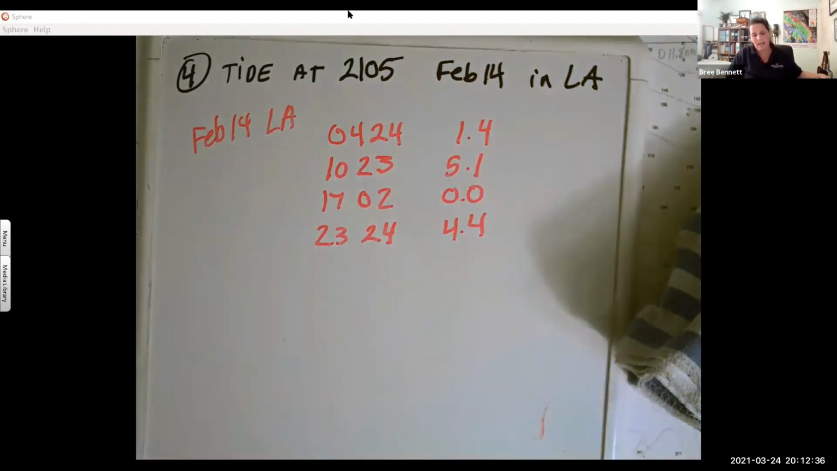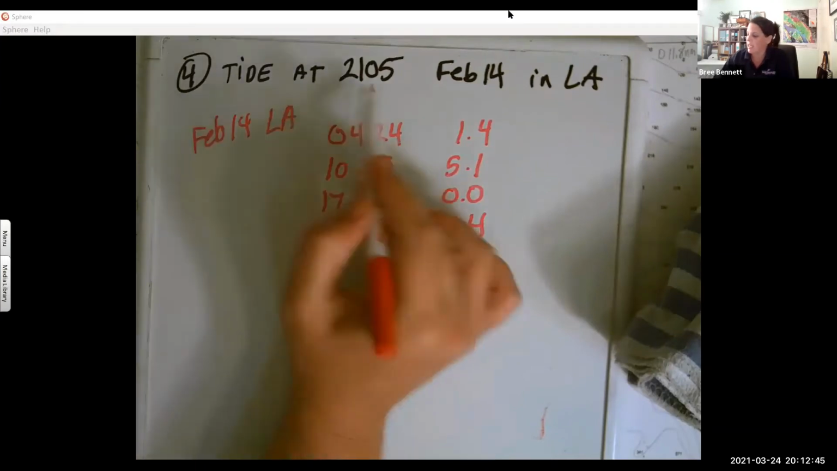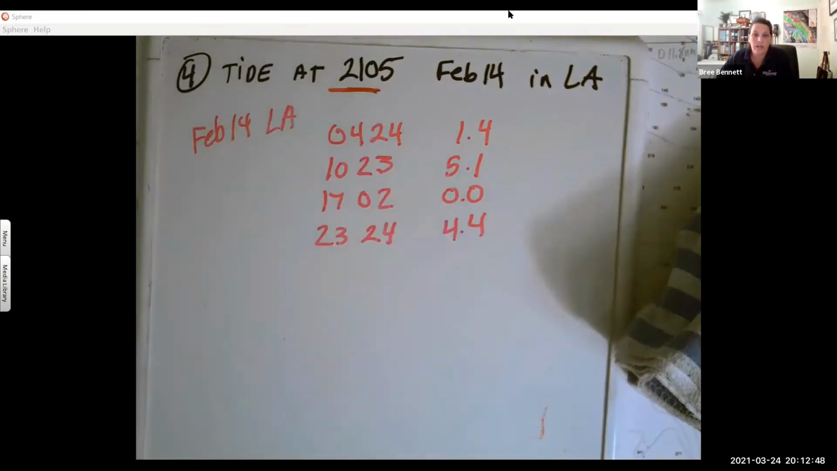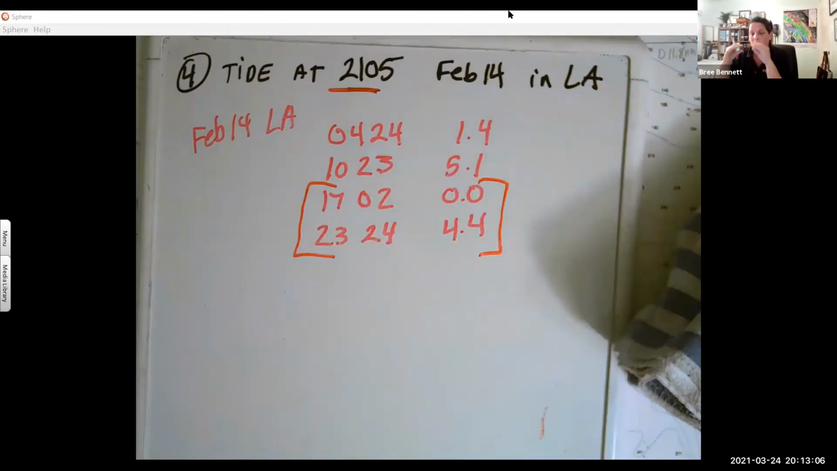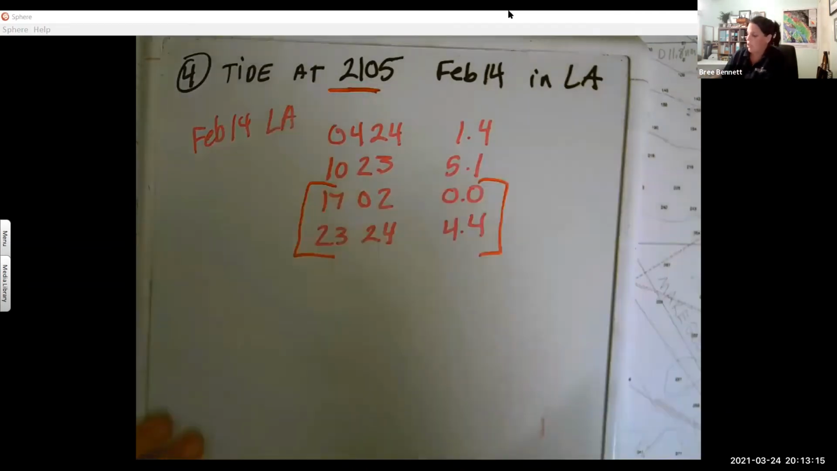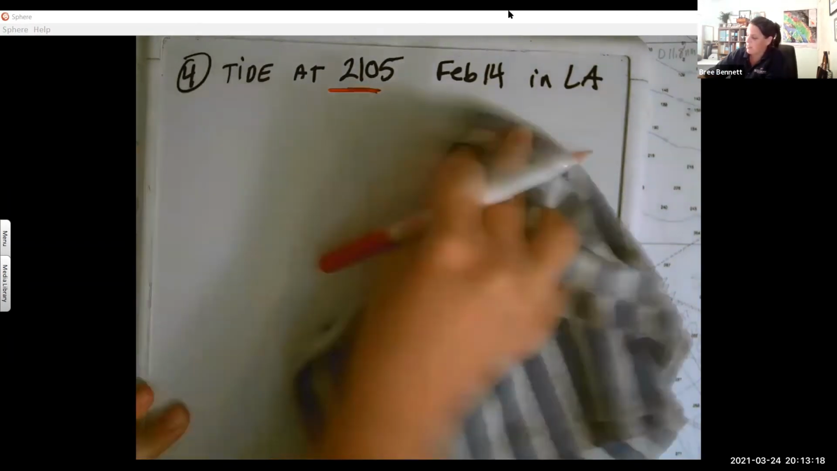So I call this trying to find the times that sandwich our desired time. So we're looking at a desired time of 21:05. So we're trying to find which two times will sandwich that. So we have our 17 and 23, which are before and after our desired time. So those are the numbers that I'm going to use. So I'm just going to rewrite this with those numbers.